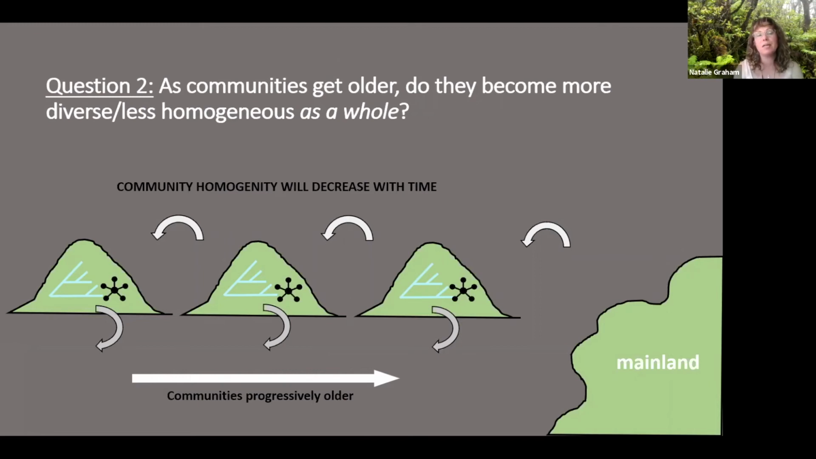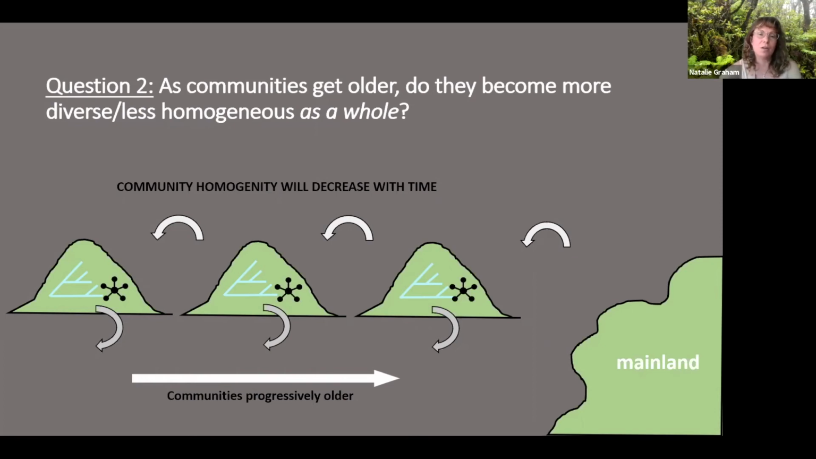Okay, so that was lineage specific, but now we want to think about if we put the whole community together, as communities get older, do they become more diverse and less homogeneous as a whole? We might expect that younger communities are similar to one another within a particular site, that they probably share a lot of species, because the younger communities are a harsh environmental filter, and there are only certain species that can persist there.